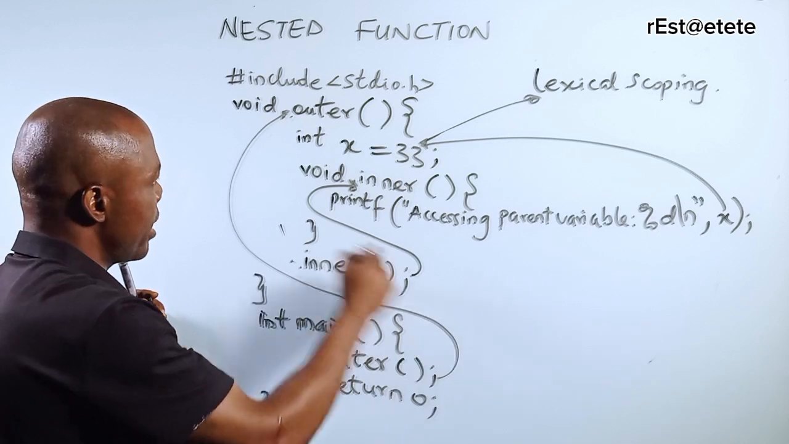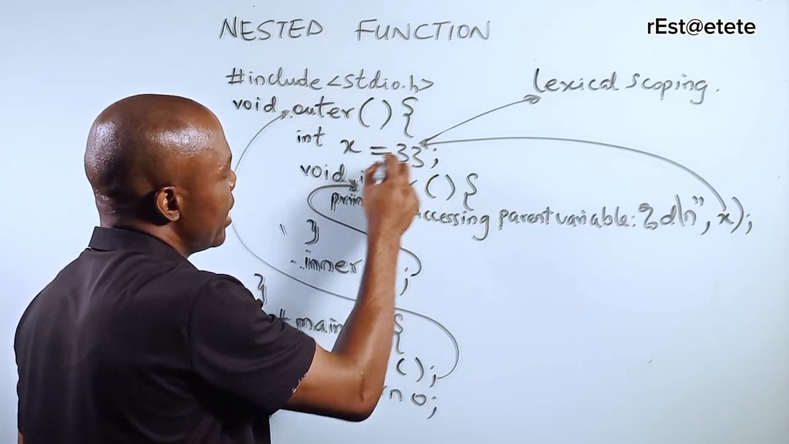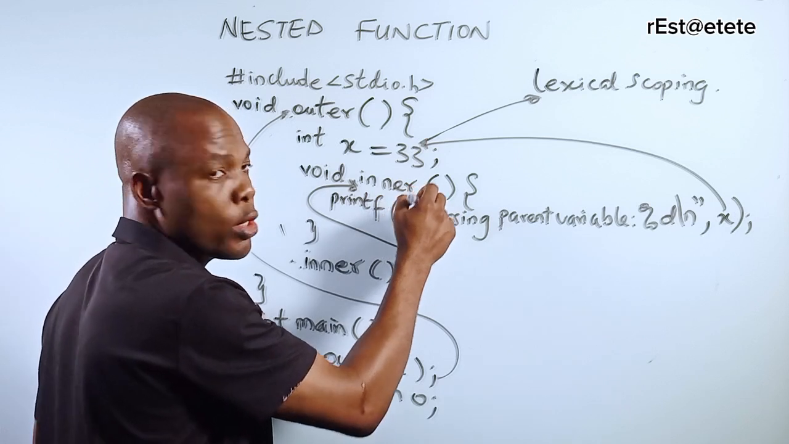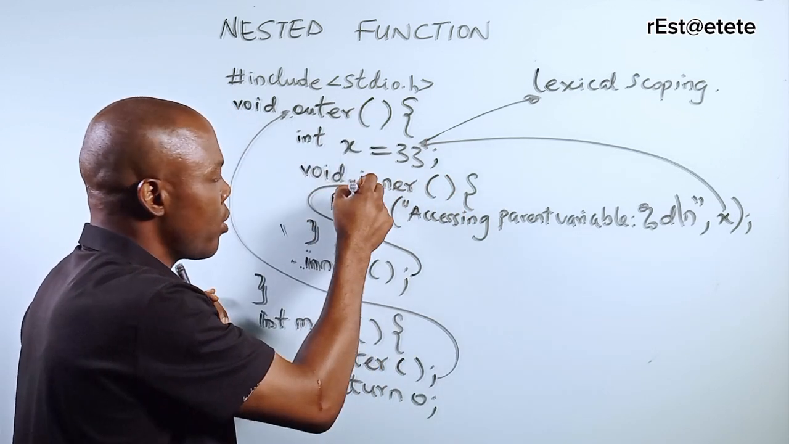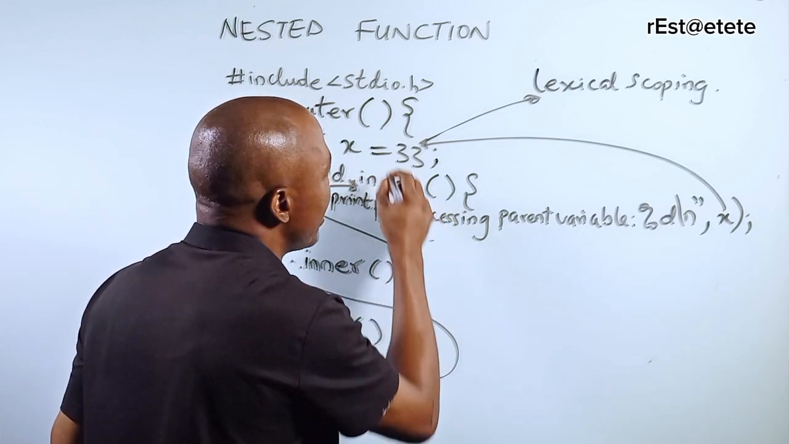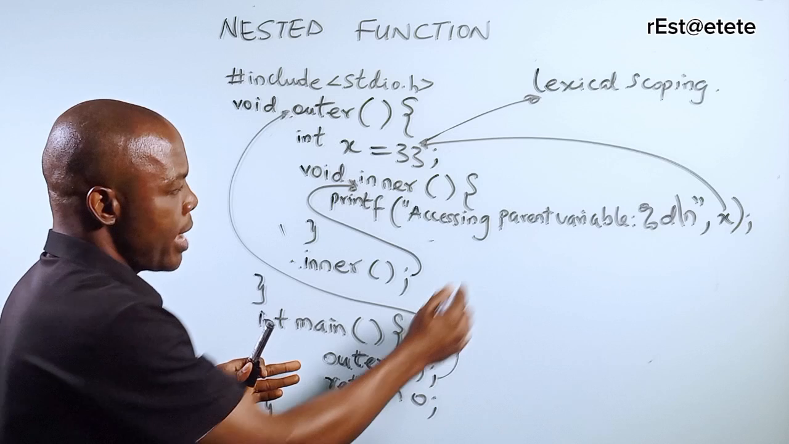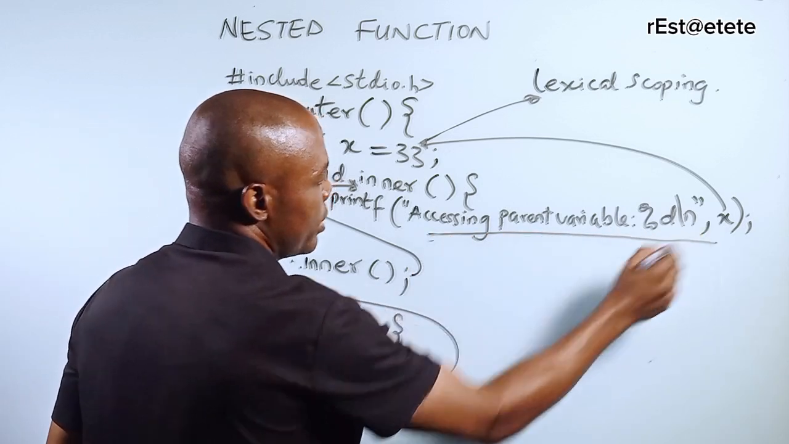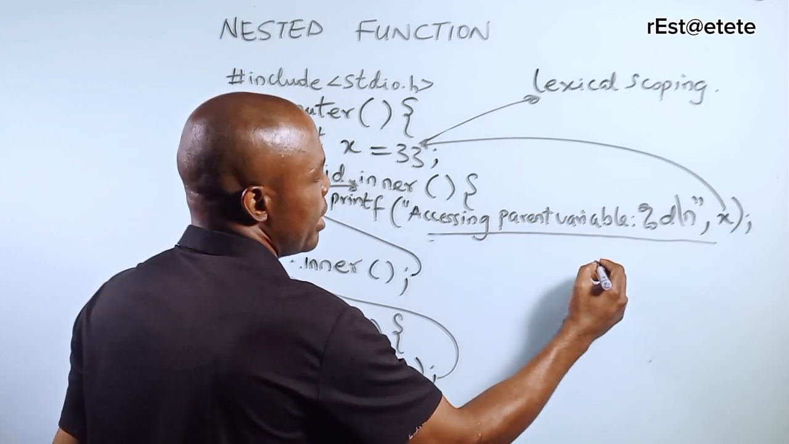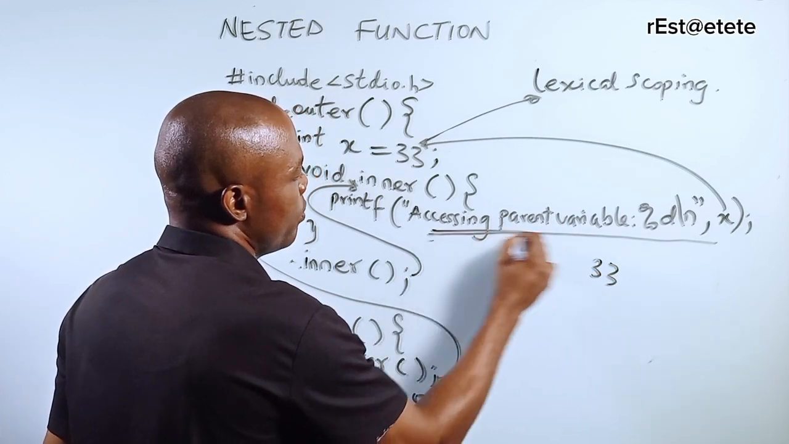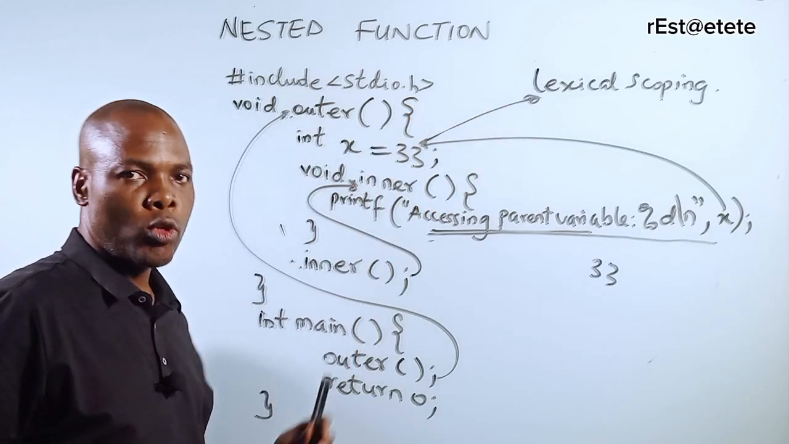Control will come from here to this place. Then this variable will be created, and then this inner function will be created, which is the child is born. Then inside this parent, you are calling the child, and then the child is able to access the parent variable. And this will be printed out on the screen, right? It will print this out, and it will print this, and it will print 30 with this. So this is the concept of nested function with lexical scoping.